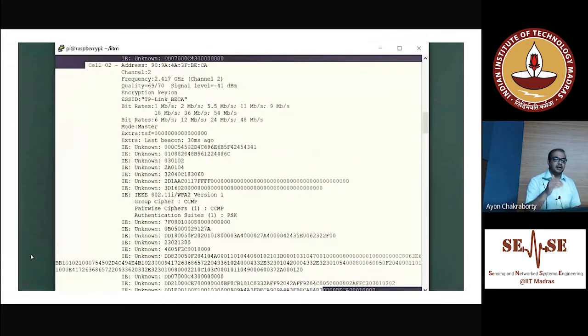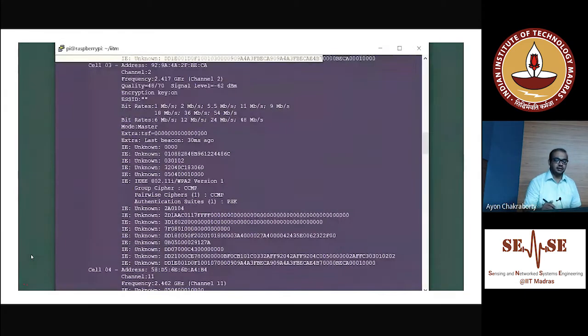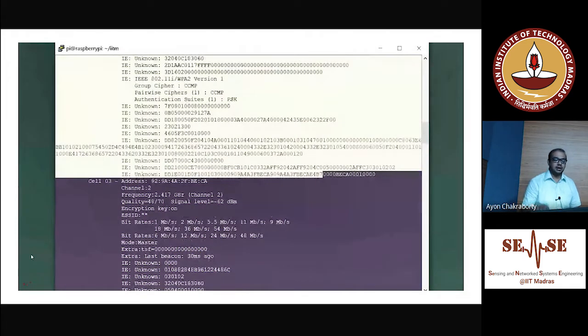You can get this entire chunk of information: what channel or frequency it is using, what the signal level is, in this case minus 41 dBm. You can see what the quality is. The quality is more like an RSSI. So you can have access to that information.